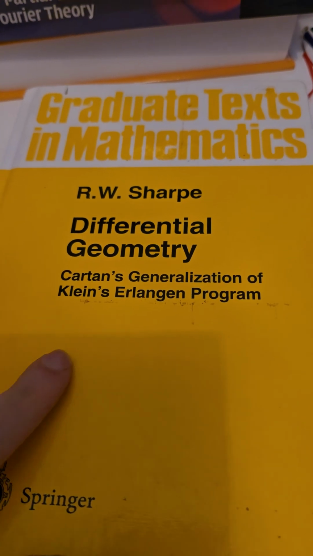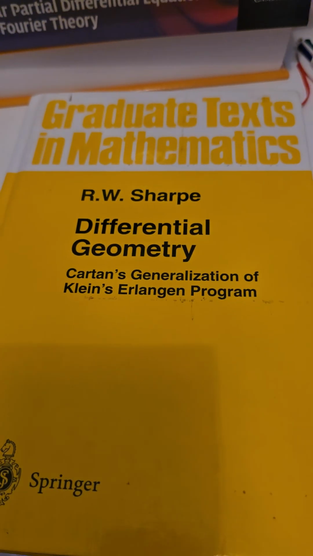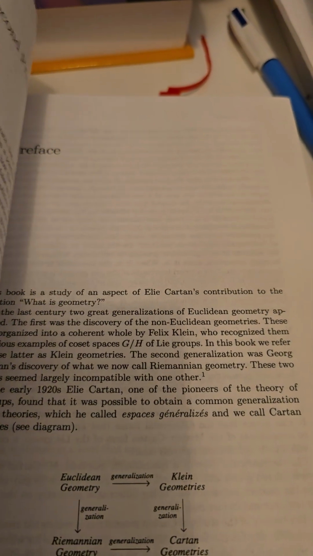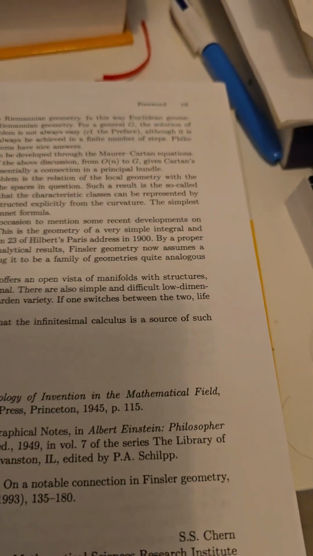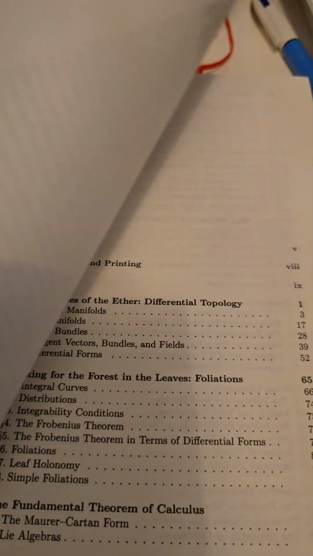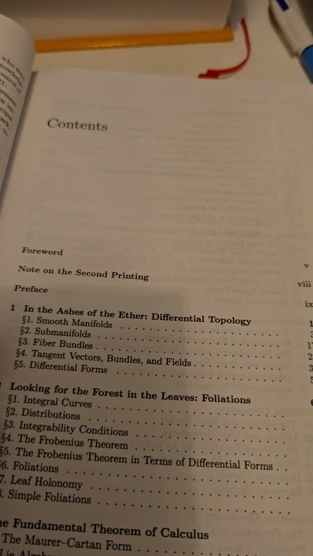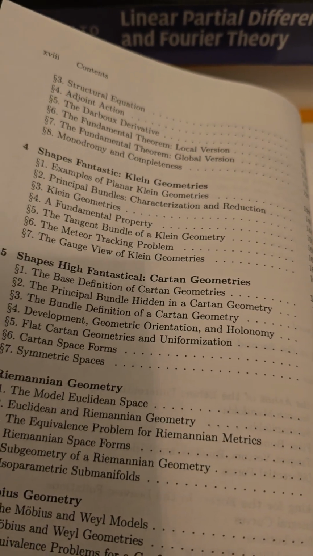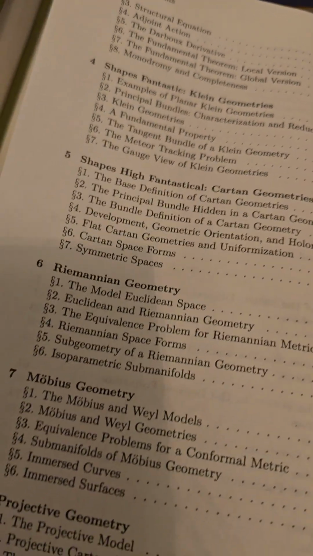I got this book because of Klein's Erlangen program, which I really like, and I wanted something related to that. So this deals with Klein's Erlangen program, which classifies geometries in terms of groups. But now it's curved geometries instead of Klein. Klein was all flat geometries. So we see differential topology, we see foliations, we see the fundamental theorem of calculus, Klein geometries, Cartan geometries, Riemannian geometry, Möbius geometry, projective geometry.